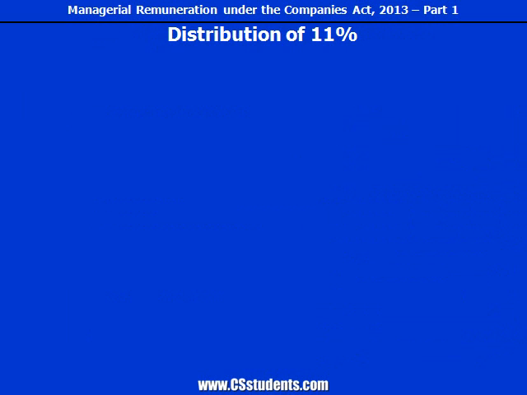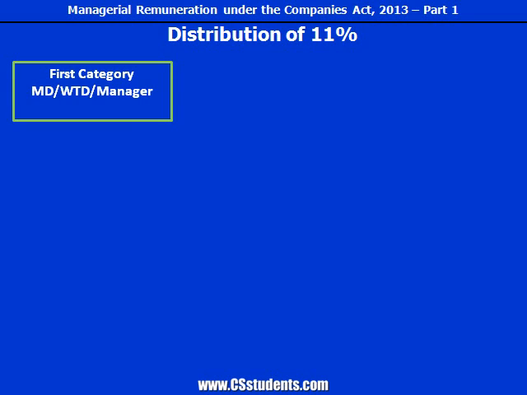Distribution of 11%. Coming back to our original limit of 11%. Now, the question is, how to distribute this 11% of profits? Managing directors, whole-time directors, or managers are the executive heads of the company. They put maximum efforts to run the company's business.